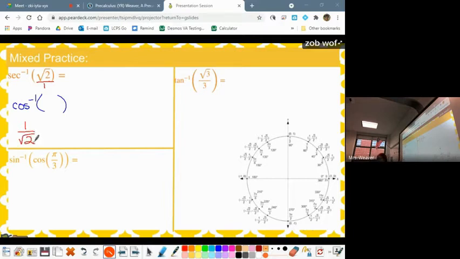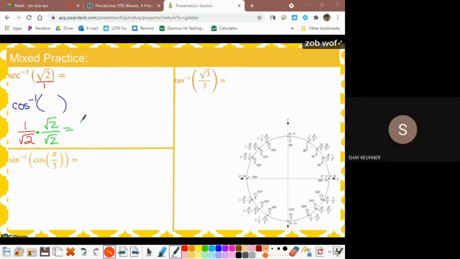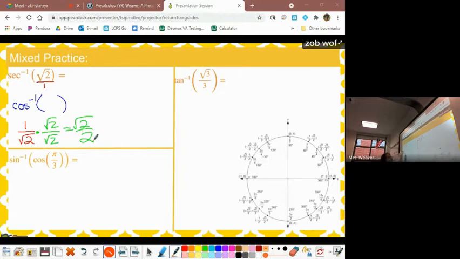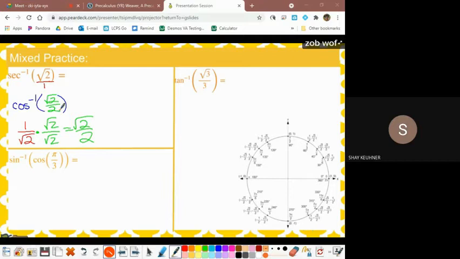Now, it'll help you here if you rationalize the denominator. So let's rationalize that denominator. Let's go ahead and multiply that by root 2 over root 2. So square root of 2 over 2. Beautiful. And that's the reciprocal of that fraction, square root of 2 over 2. Which would be... it would be pi over 4.